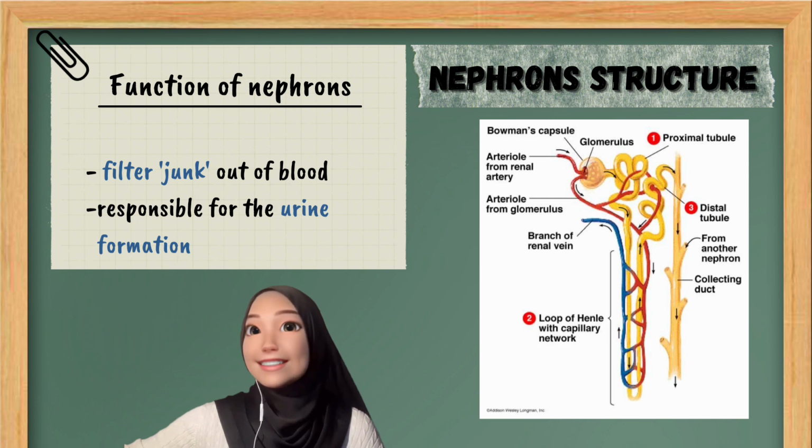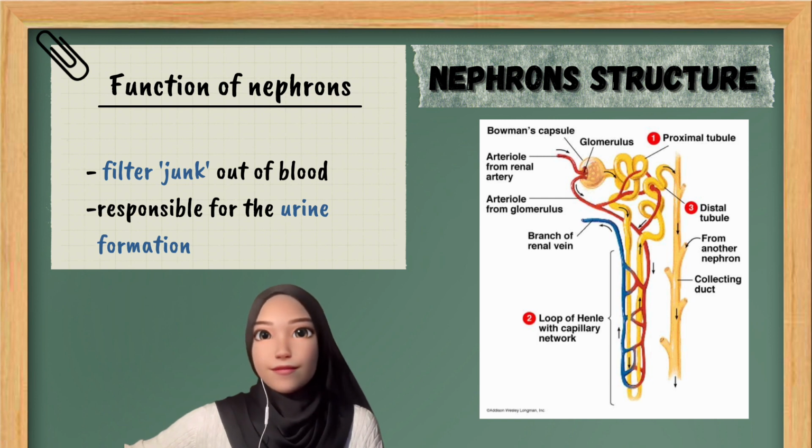Now we are going deeper and deeper into our kidney, and as you can see, there are thousands and millions of nephrons in our kidney. And what is the function of nephrons in our kidney? So nephrons help to filter junk out of blood and are responsible for urine formation. Nephron structures consist of Bowman's capsule, glomerulus, proximal tubule, distal tubule, loop of Henle, and collecting duct, as you can see in the diagram here.